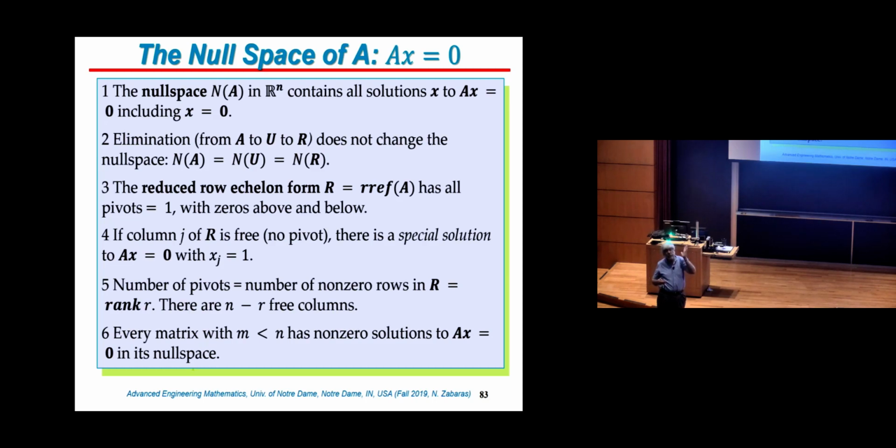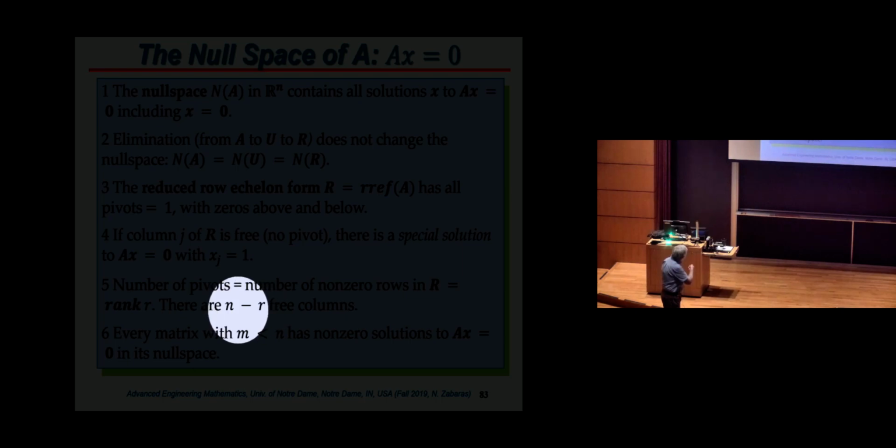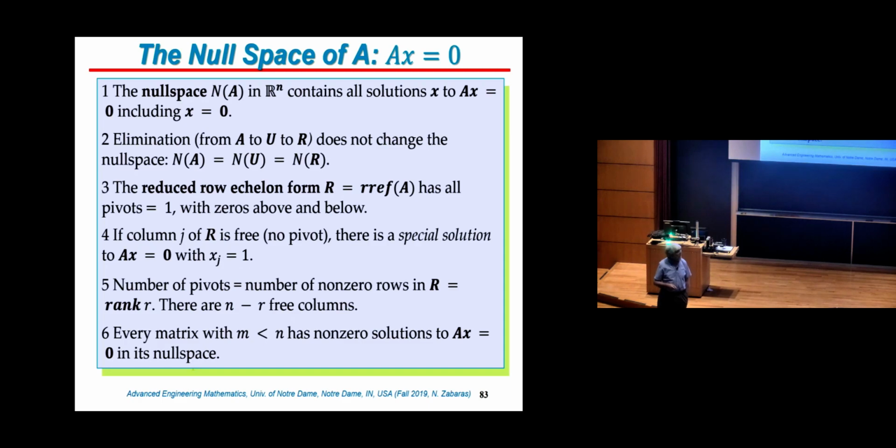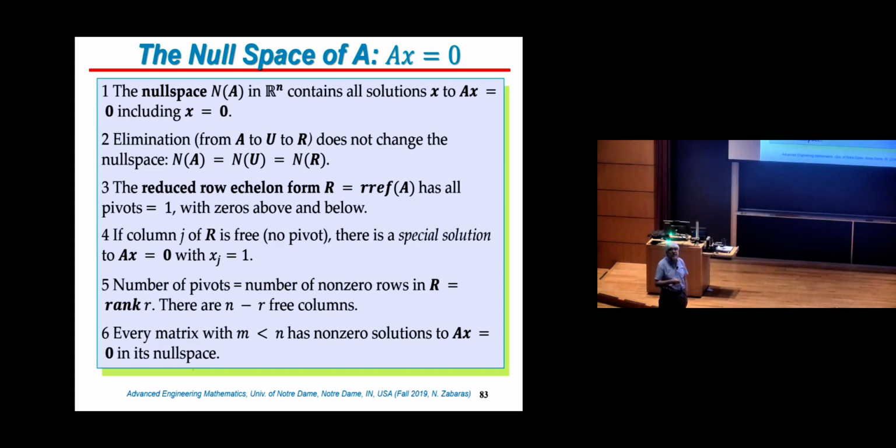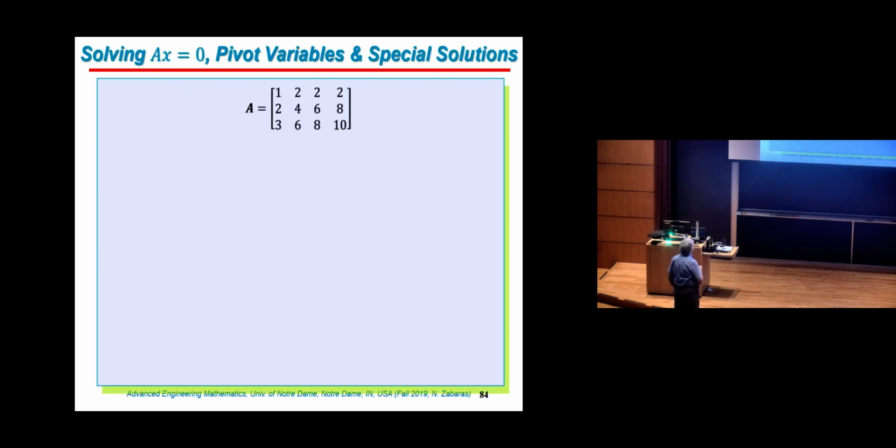So how many free variables will we have then? n is bigger than m, right? So n minus r is going to be these free columns that define the free variables, and those will identify the dimensionality of the null space. Okay, I gave you the summary before I gave you the details, so let's look at the details.